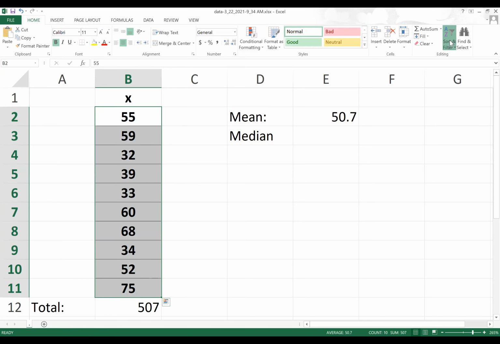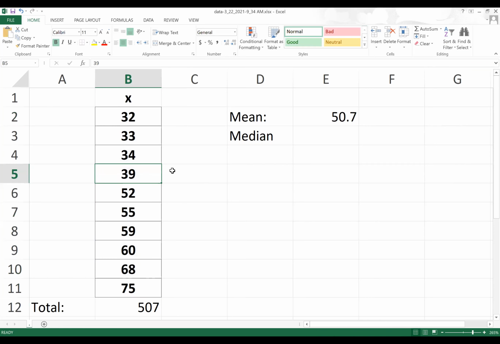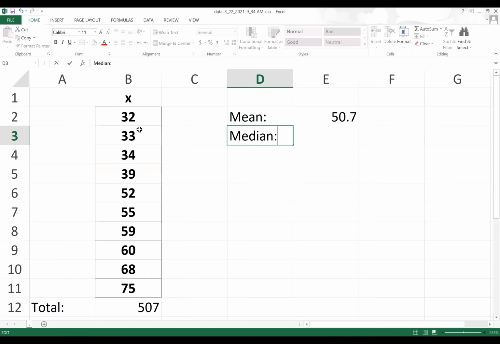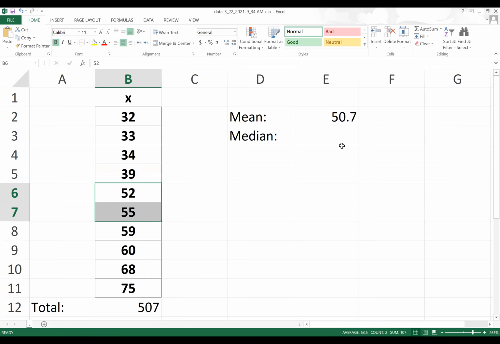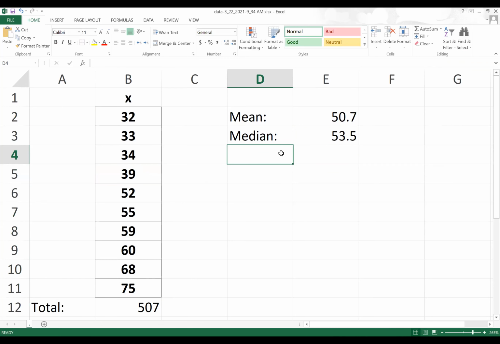And for the median, you should sort these data values in increasing order, from smallest to largest. For the median, you average the middle two. These two are the middle two, so you average those two numbers: 52 plus 55 divided by 2. That's the median. For the mode, once you put the data into increasing order, you should be able to see the mode. No number repeats. That means no mode.